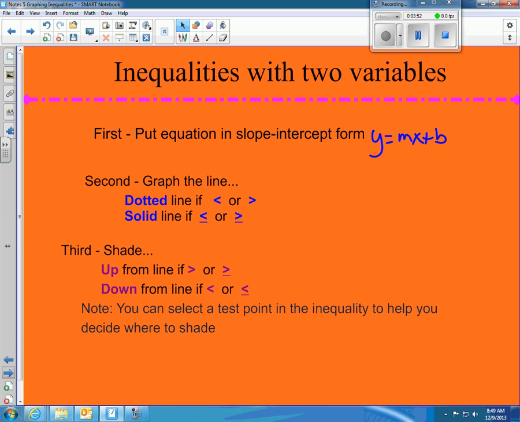And it says note, you can select a test point in the inequality to help you decide where to shade. We'll see that in class. We'll explain and talk about those test points, but for right now, we're just going to use this for shading. And we'll be explaining and talking a little bit more in class about that. And go ahead and scribble out that step 4 then.